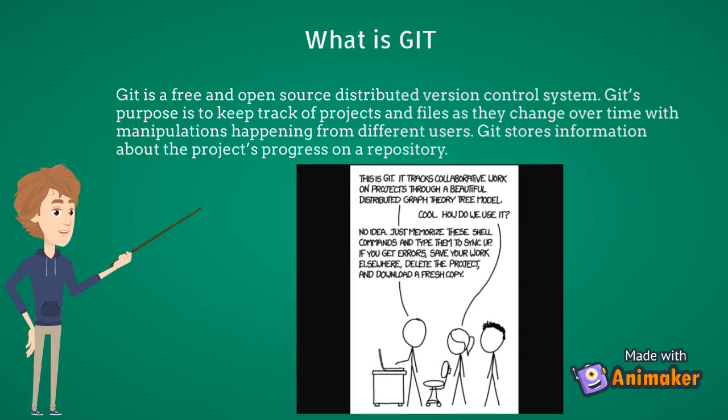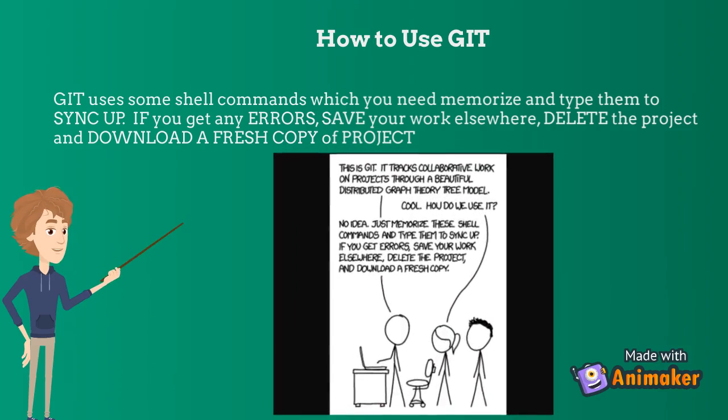Git is a free and open source distributed version control system. Git's purpose is to keep track of projects and files as they change over time with manipulations happening from different users. Git stores information about the project's progress in a repository. Git keeps track of the changes a couple of people make on a single project and then merges the code where people have worked on different parts into one project. This way, when someone introduces a bug, you can track down the code that introduced the bug by going through the commits.